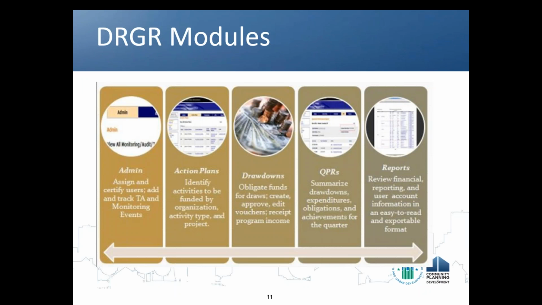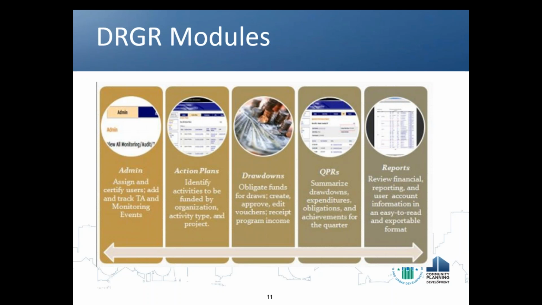Here are the 5 modules that we'll be talking about today, and every day we talk about DRGR. It starts first with the admin module, and that's really where you assign and certify users, and you track some of the events that happen in your grant. The action plan, I'm going to talk a lot about today. This is your key. This is where you set up your published plan in the system, and you even get into more granular detail than that published plan. You're directly telling HUD what you're going to be doing based on who's doing it, the responsible organization, the type of activity you're doing, as well as the performance measures and accomplishments you're going to be trying to reach.